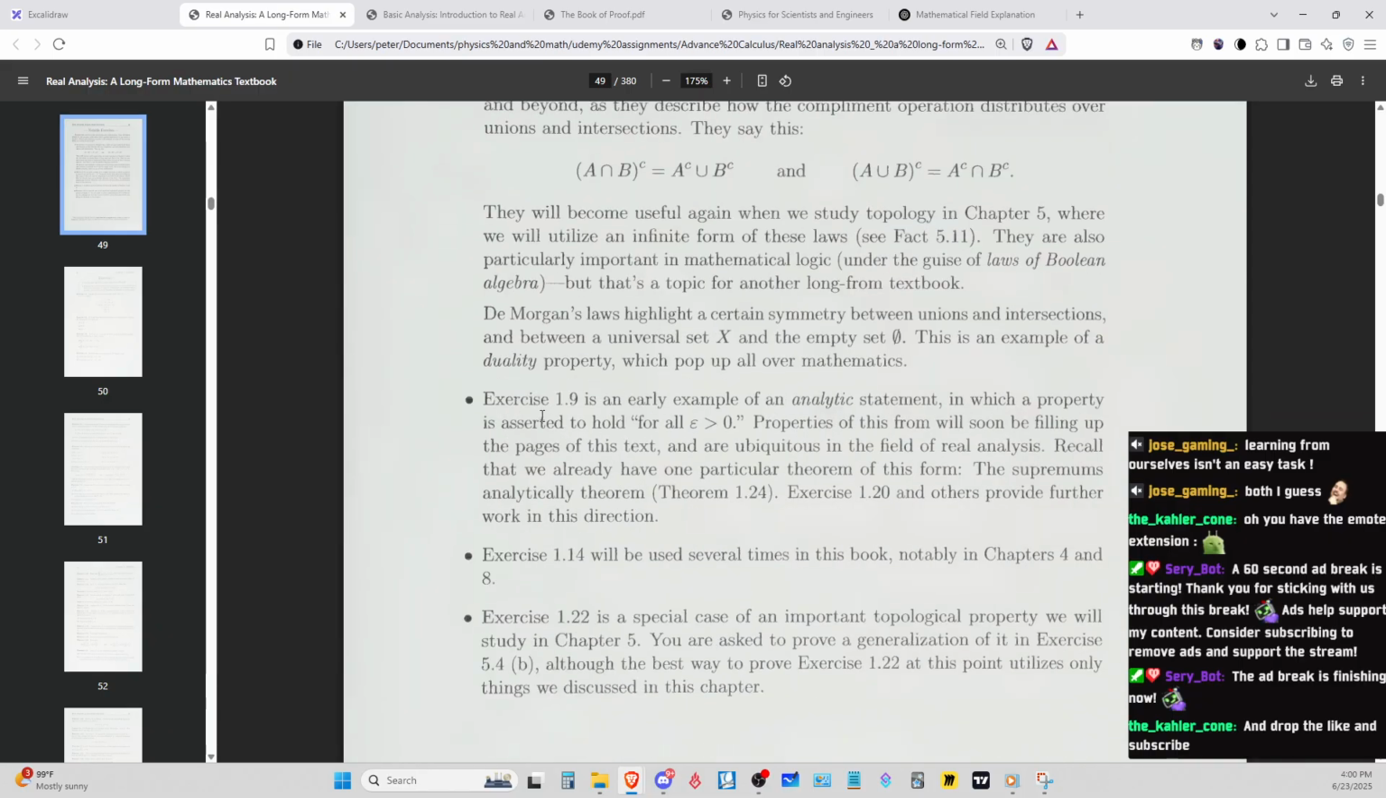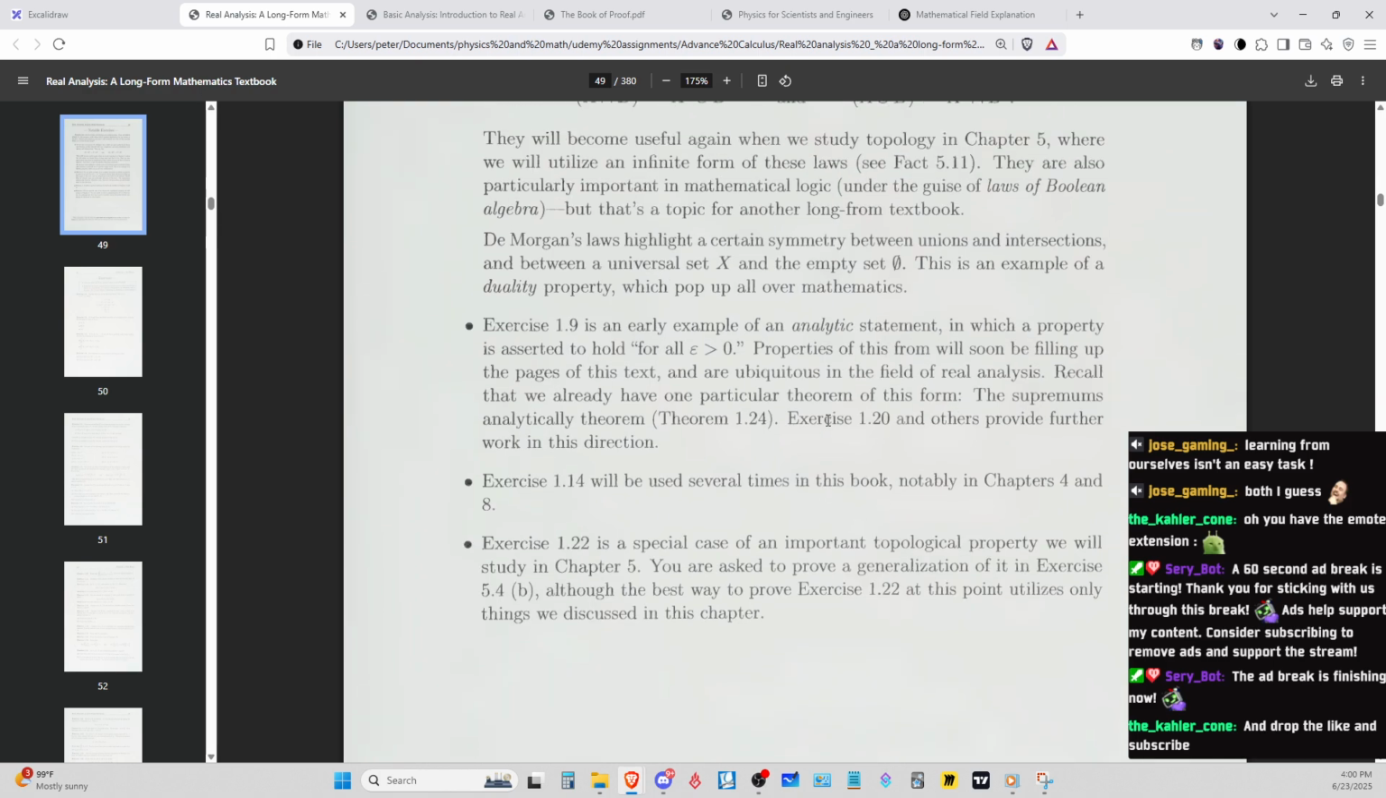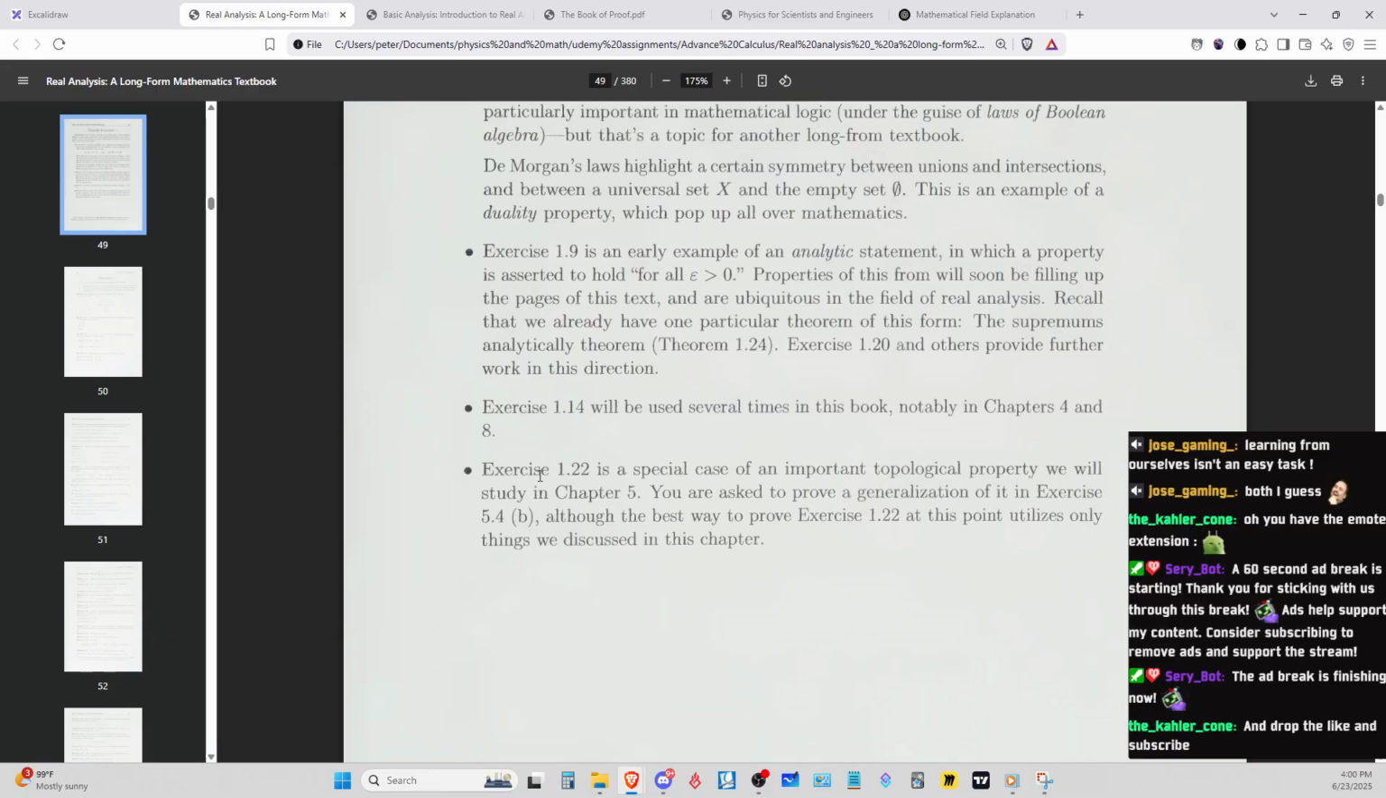Another important problem we have to focus on is 1.9, which talks about the epsilon property. I think this is one of those problems where you've got to remember the epsilon definition for the whole entire course. And then we have 1.14. This one I'm pretty excited about, exercise 1.22, because it says the same thing in the book. It's topological properties, which goes into topology, which is in chapter 5, which I'm pretty excited about.